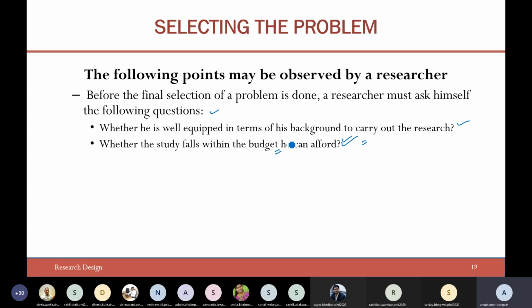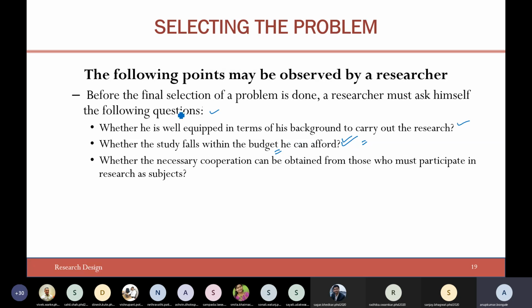You should think twice before formulating your problems as well as objectives. You should think of budget. That is also an important aspect. Whether the necessary cooperation can be obtained from those who must participate in the research subject, right?